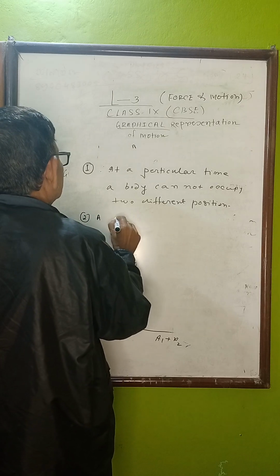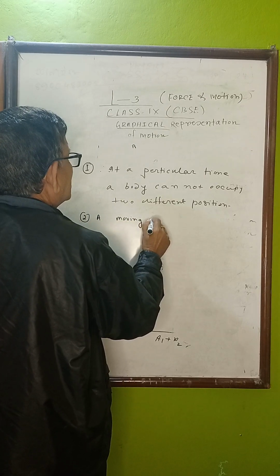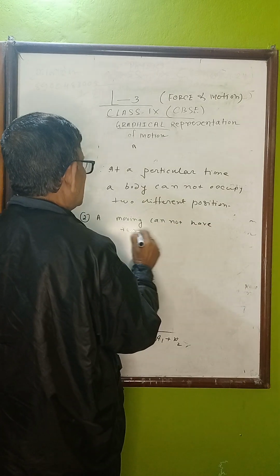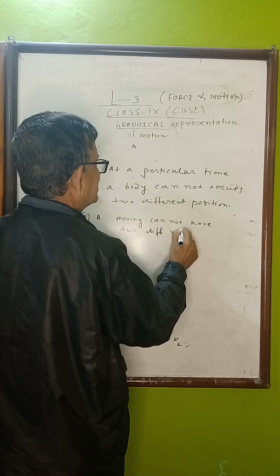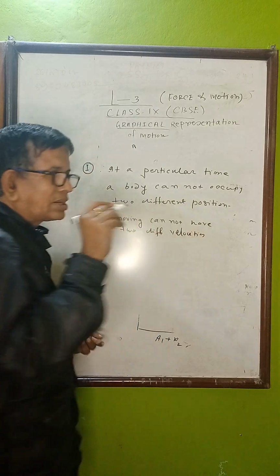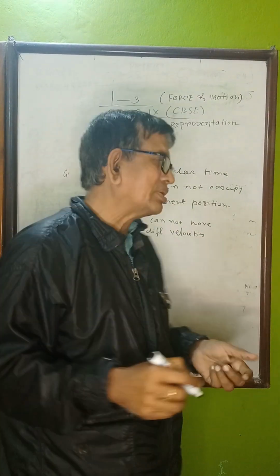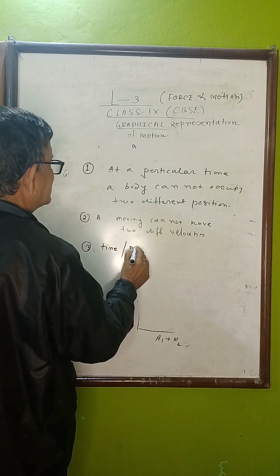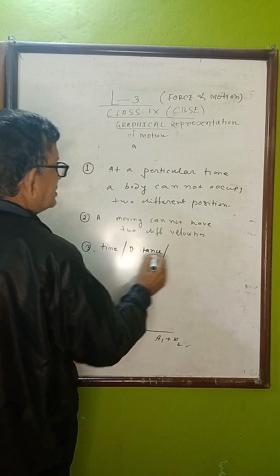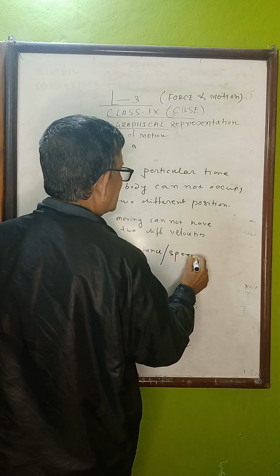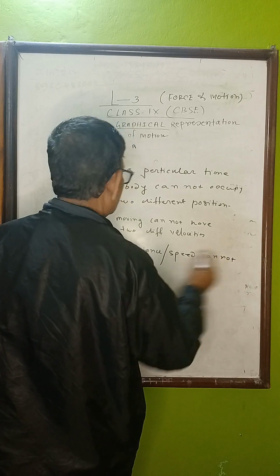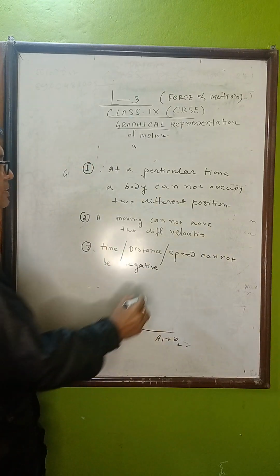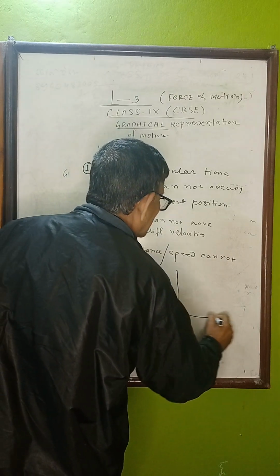A moving particle cannot have two different velocities. That means at a certain time a body cannot have two different velocities. Number 3, time, distance and speed cannot be negative, cannot be negative. That means, suppose this graph is not possible.